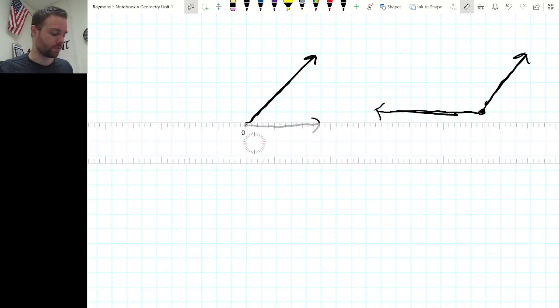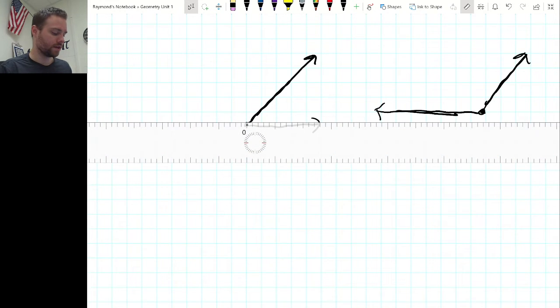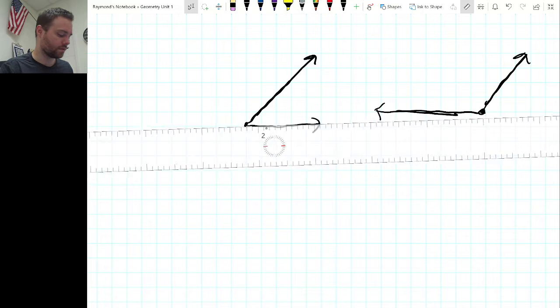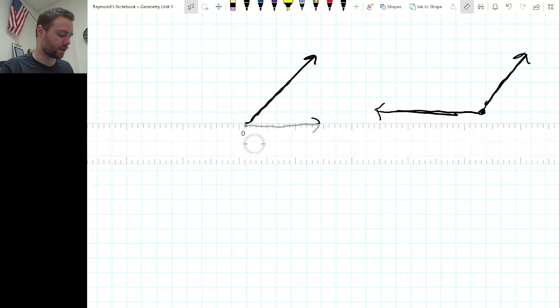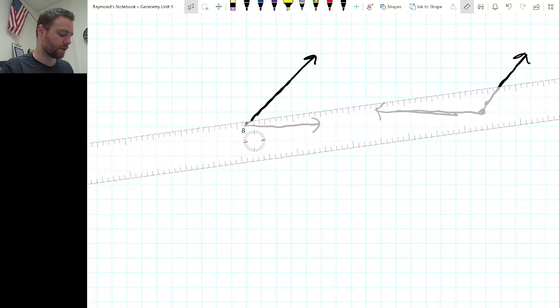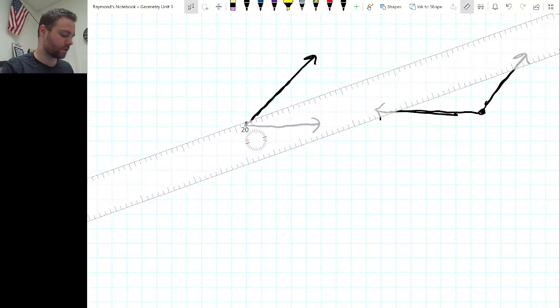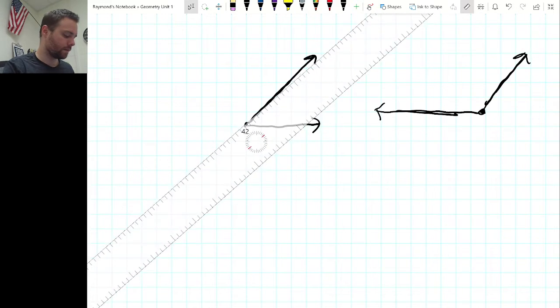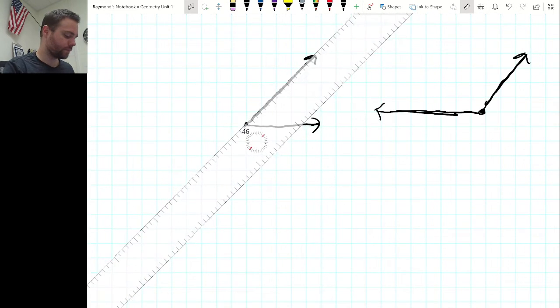So what I can do is put my little ruler right next to this angle, and I can rotate it up. So let me make sure I can do this right. Yeah. So I want to rotate this up, so I'm going to start it there. So that's 0 degrees. And then if I rotate this guy up, just continuing to keep that point on that angle, I can measure this angle. So that angle is about 46 degrees. Okay?